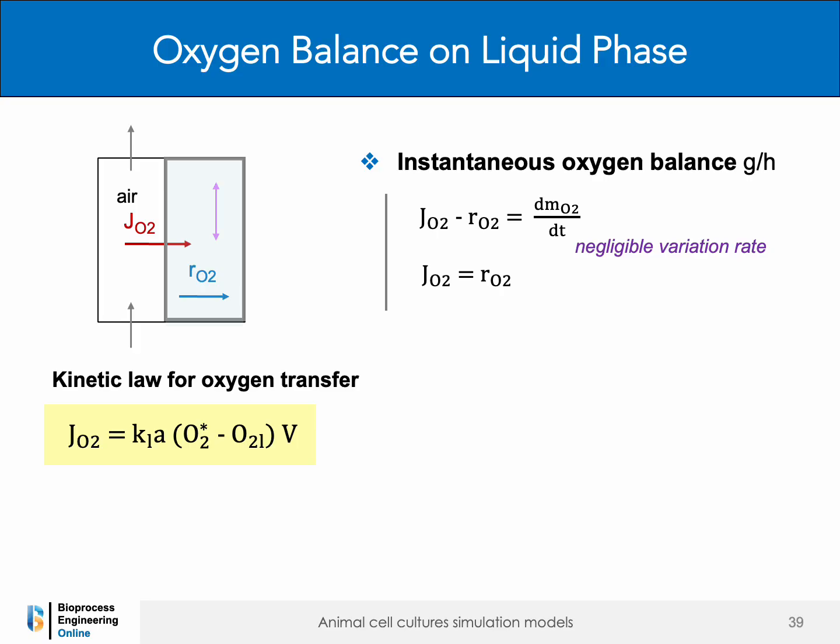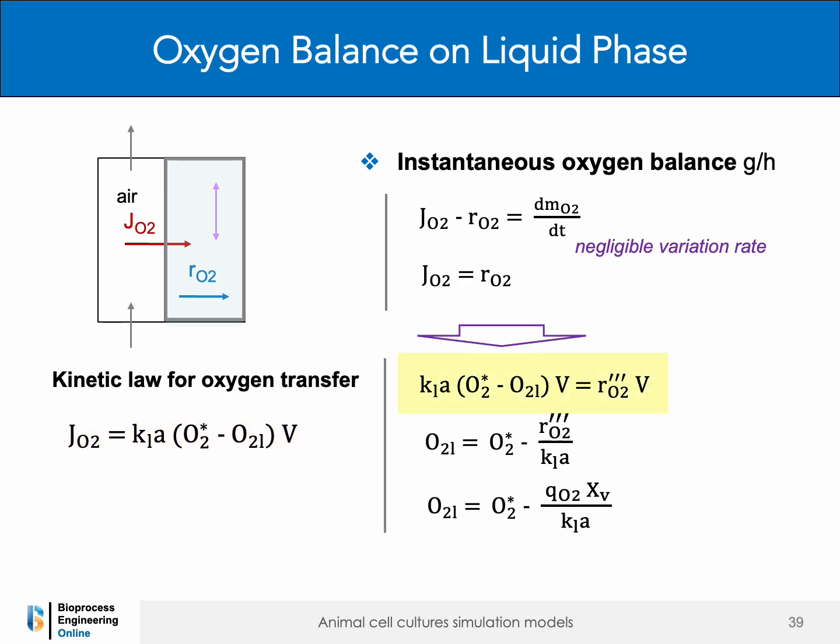dissolved oxygen concentration. Introducing the volumetric oxygen consumption rate, RO2''', the balance becomes KLA (O2* minus O2L) V equals RO2''' V. Rearranging this expression gives the dissolved oxygen concentration, O2L equals O2* minus RO2''' divided by KLA, or in terms of the specific oxygen consumption rate, O2L equals O2* minus QO2 X V divided by KLA.